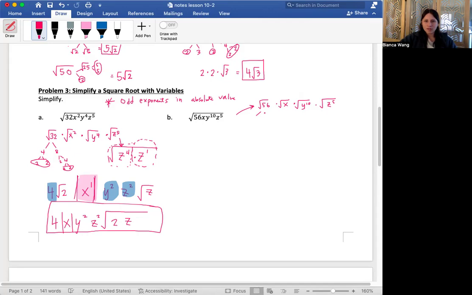So 56, I'm going to do the factor tree, 7 and 8. 8 breaks down to 2 and 4, which breaks down to 2 and 2. So I have 7 and 2, and then 2 and 2. And here's my pair. So I'm going to bring the 2 out, and then I'm going to bring a square root of 14 out because 2 times 7 is 14. Did I say 17? Square root of 14. That's what I meant to say.